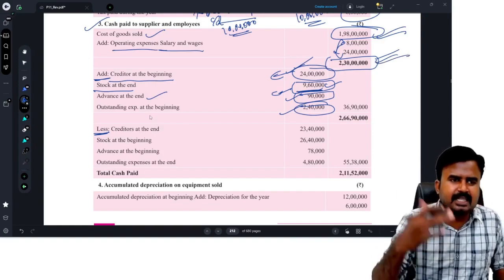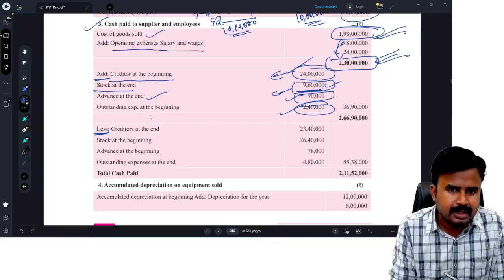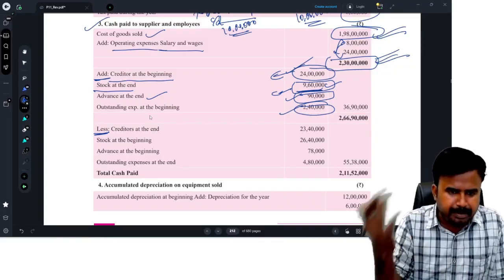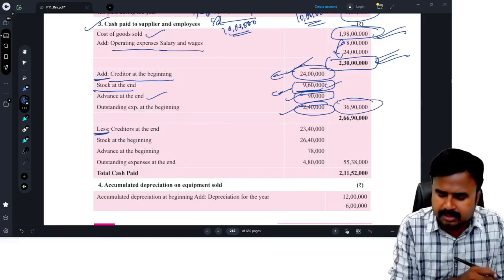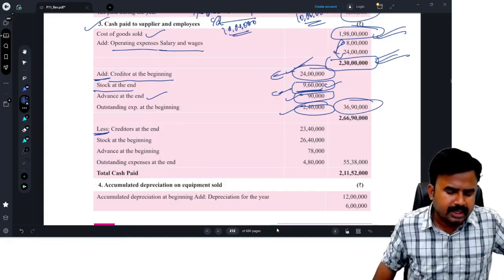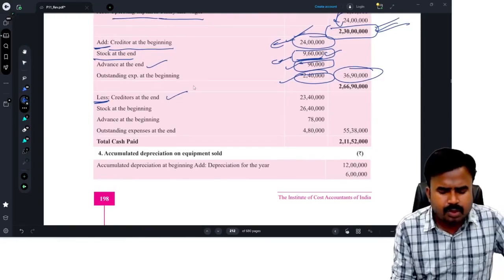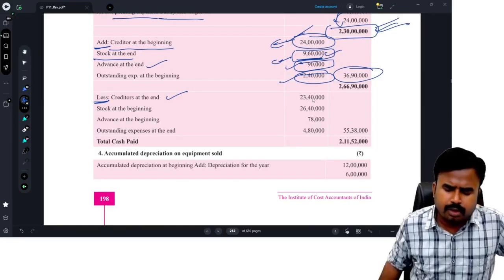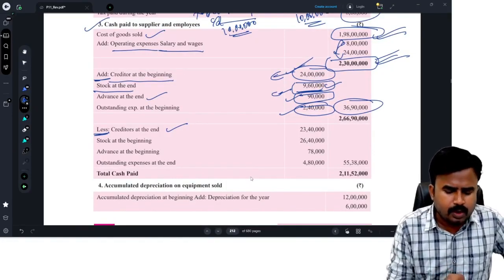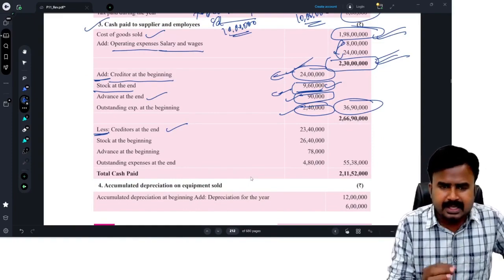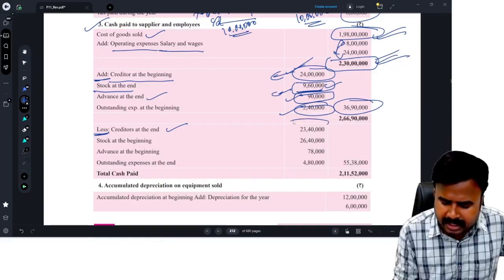And outstanding expenses at the beginning of the year should be added here. Why? Because such outstanding expenses were not yet paid in the previous year, and we are going to make payment for such expenses in the current year. So these are all additions that I got, 36,90,000. And then finally the deductions, the payments, creditors at the end. So why are you deducting 23,40,000 from this total number of 230 lakhs? My 230 lakhs is loaded with creditors at the end. Why? Because the creditors at the end are representing purchases for which I have never made payment in the current year. So I should deduct that number, 23,40,000.